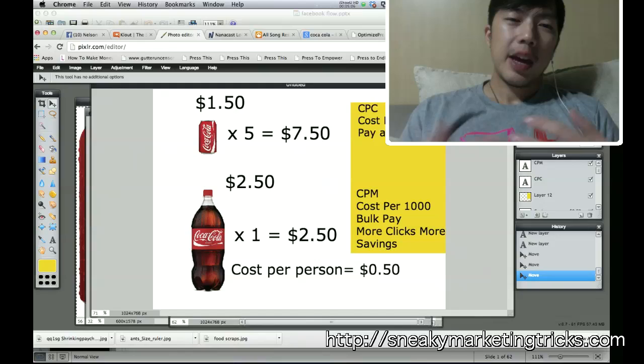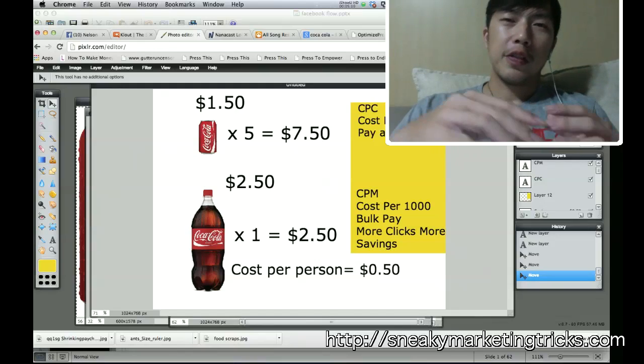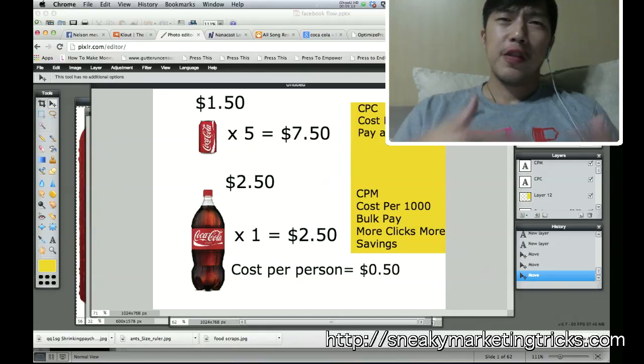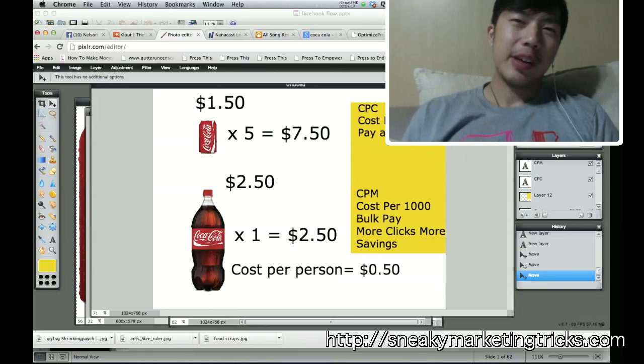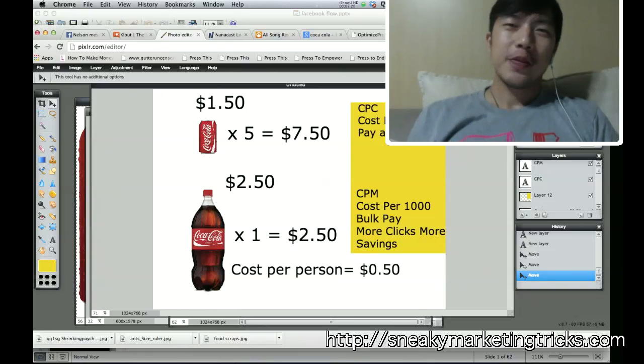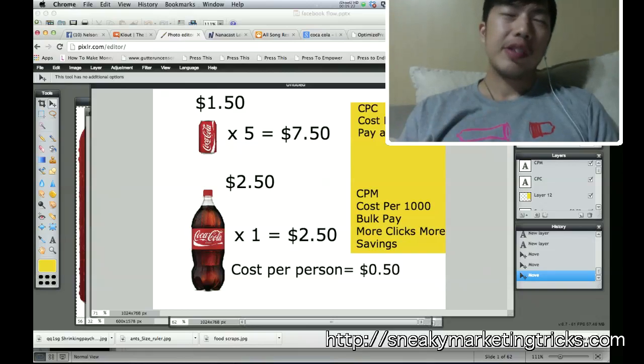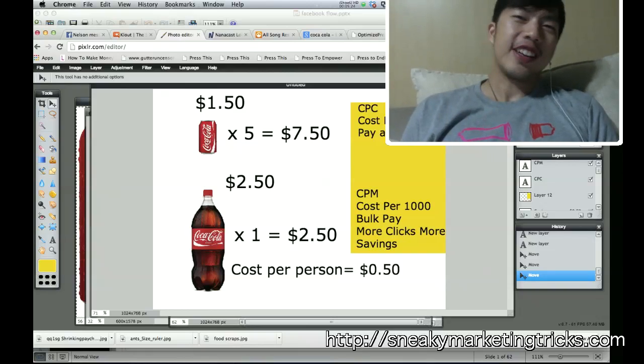And in fact, what happens if out of 5 people that come to the party, 4 people don't like drinking Coke, and the one person that drinks only finishes one sip? Technically, that's an even more expensive drink.